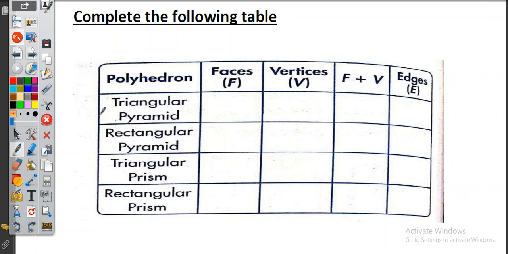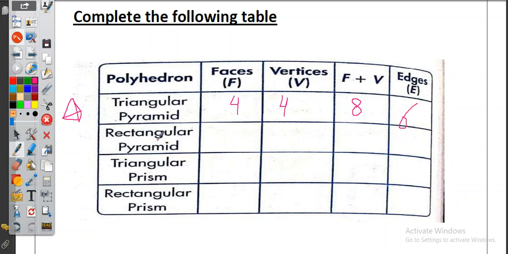I have a pyramid with a triangular base. So how many faces does it have? Count 1, 2, 3, 4. 4 faces. And how many vertices? 1, 2, 3, 4 also. Faces and vertices plus them together is 8. And how many edges? 1, 2, 3, 4, 5, 6.